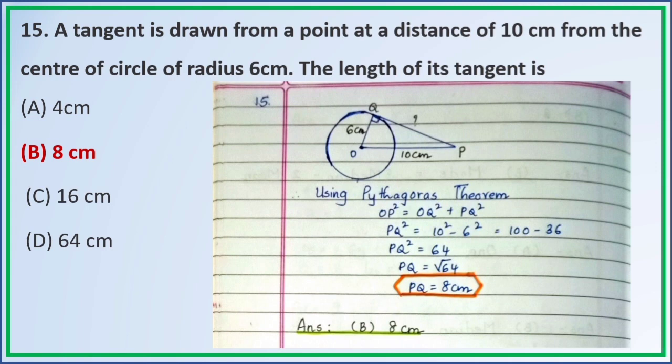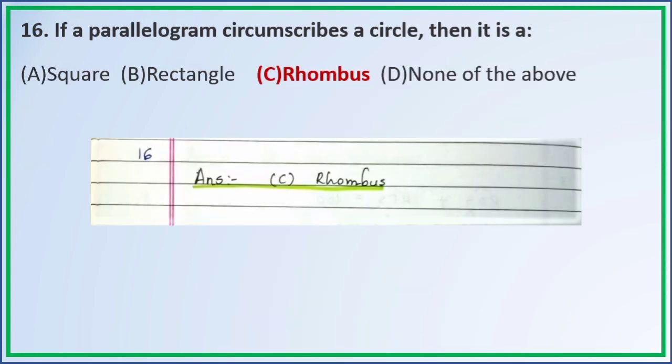A tangent is drawn from a point at a distance of 10 cm from the center of a circle of radius 6 cm. The length of the tangent is, as shown in the figure. By using Pythagoras theorem, we can find the length PQ, that is the tangent. We get PQ as 8 cm. The tangent drawn at the point of contact makes 90 degrees with the radius. By using that concept, we are finding the length of the tangent.